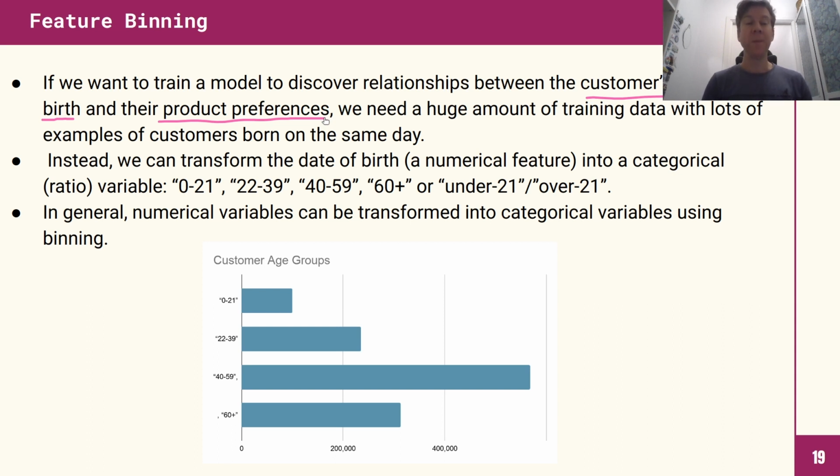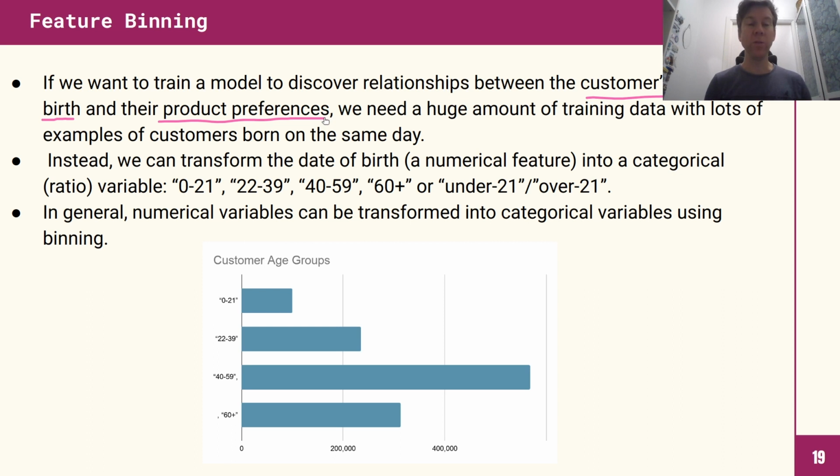Now, if you have thousands of customers or even tens of thousands of customers, there's 365 days a year, and then people could be born in different years. So it's what we call very sparse data. The amount of people we will find born on the same day that the model can use to infer relationship between product preferences and when people were born is very hard, right? So what we can do instead is we can take the date of birth and compute the person's age from the date of birth, and that's a reasonable starting point.